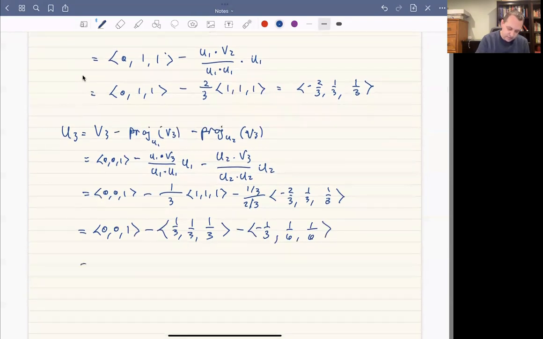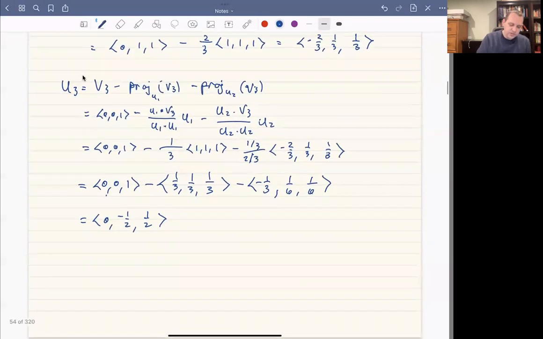And then finally, if we put all this together, we end up with, so 0 minus 1/3 plus 1/3 will be 0. 0 minus 1/3 minus 1/6 will be, let's see, negative 1/3 minus 1/6 should be negative 1/2. Okay. And then 1 minus 1/3 is 2/3. Minus 1/6 should be positive 1/2. Okay, so we get 0, negative 1/2, 1/2. So we started with the vectors v. We ended up with u1 being the same 1, 1, 1. u2 was this vector negative 2/3, 1/3, 1/3. u3 was the vector 0, negative 1/2, 1/2.